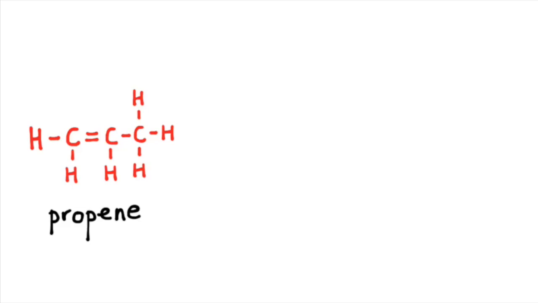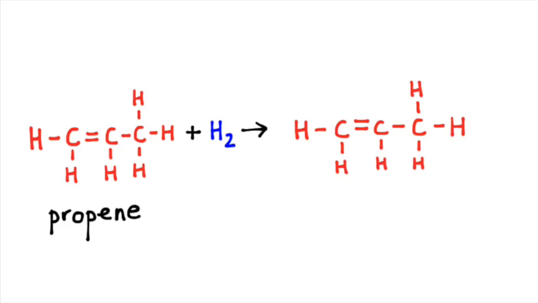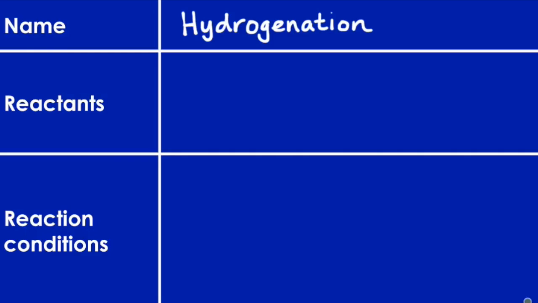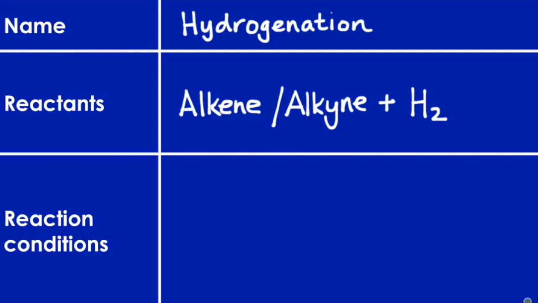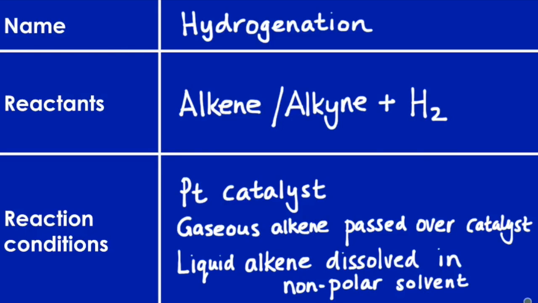Let's consider propene reacting with hydrogen. The double bond in the unsaturated alkene breaks and hydrogen is added on either side to give the saturated compound propane. The reaction requires a catalyst like platinum. If the alkene is a gas like propene, then it's simply passed over the platinum catalyst. If the alkene is a liquid, then it must be dissolved in a non-polar solvent.